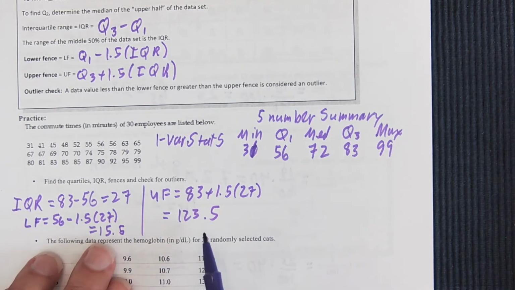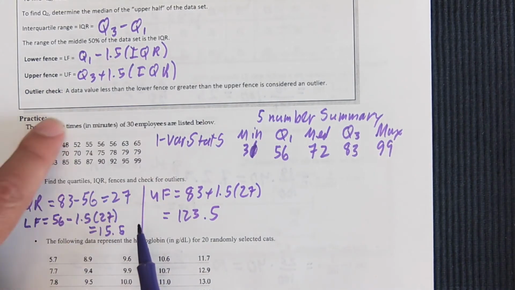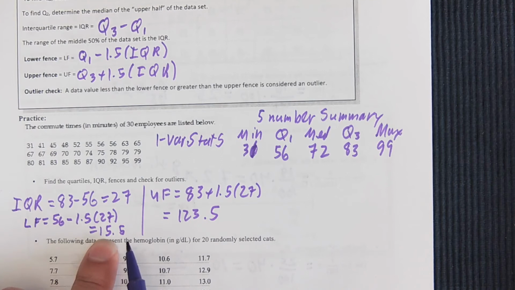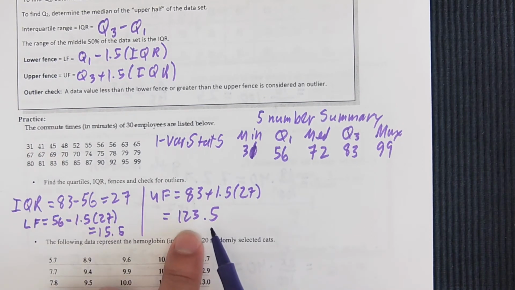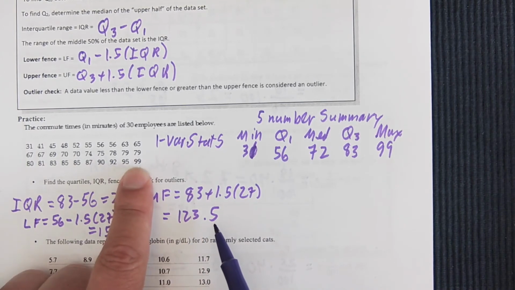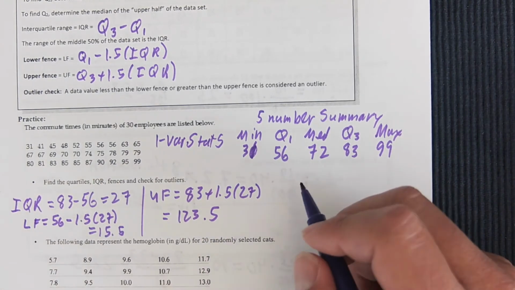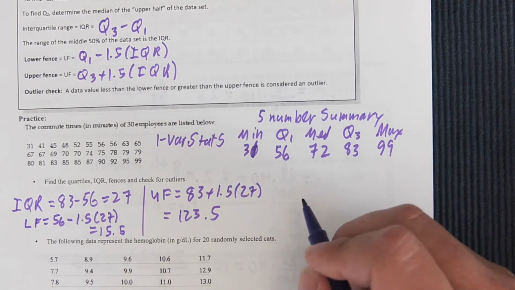Okay, so do we have any data values that are less than 15.5? No, we don't. The smallest one we have is 31. Do we have any data values that are larger than 123.5? No, we don't. The largest we have is 99. So in this case, there are no outliers.